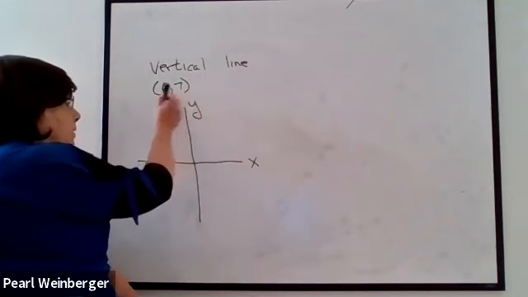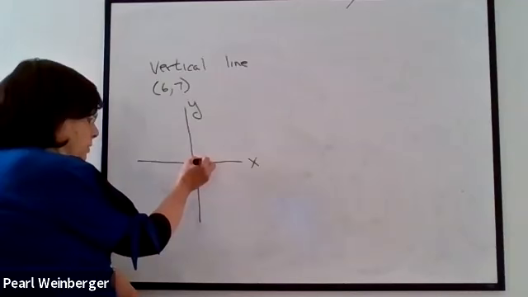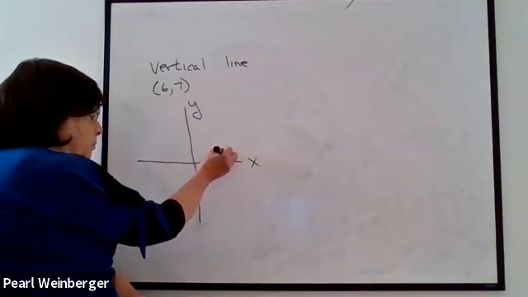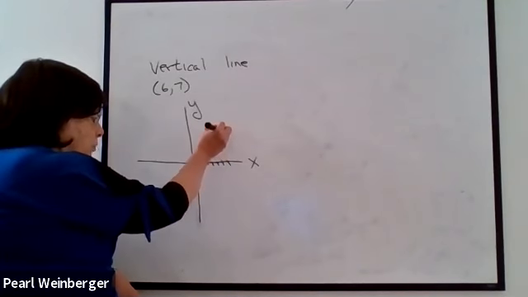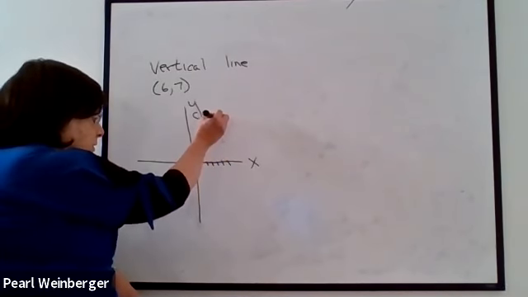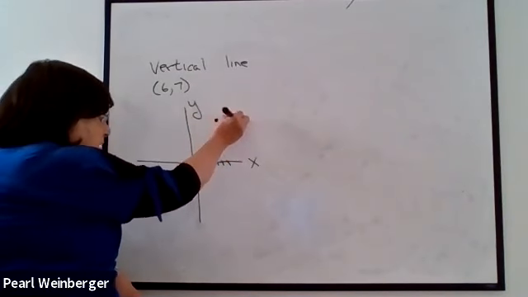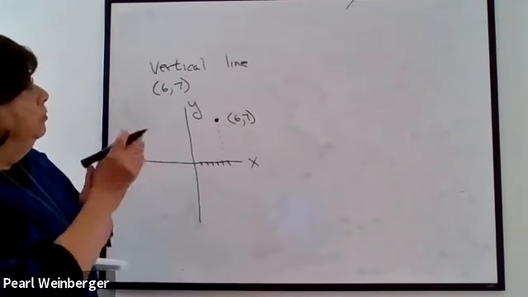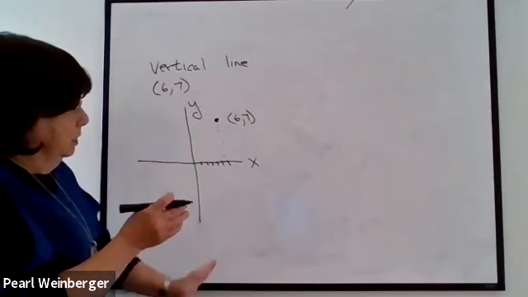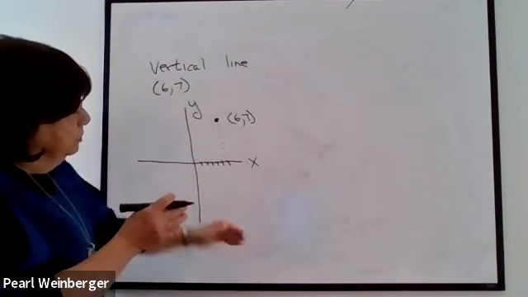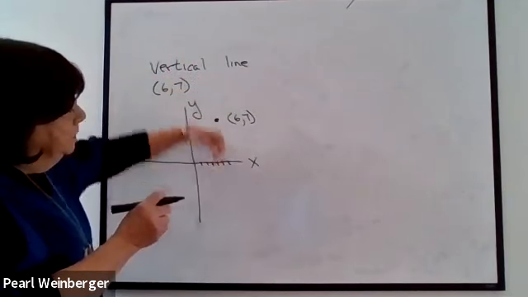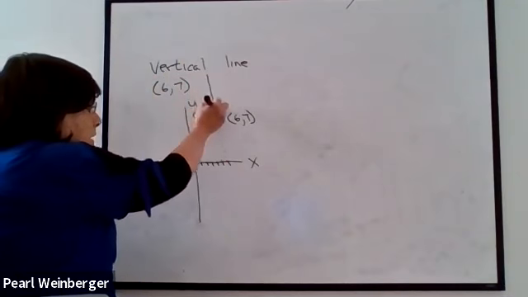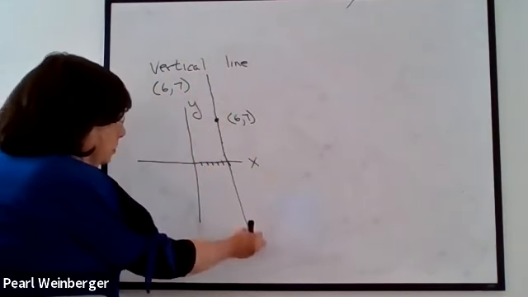So if I'm talking about the point (6, 7), that means I'm going 6 to the right and 7 up. 1, 2, 3, 4, 5, 6, 7. So here's the point (6, 7). And we want the equation of a line, a vertical line. Sometimes we say a line that's perpendicular to the x-axis. It's a line that goes straight up and down. This is what a vertical line looks like.